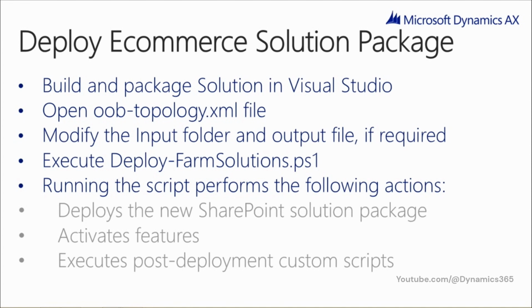Open OOB topology XML file in Notepad and make sure the settings for web application and the solution file locations are correct. To deploy the solution package to a form, use PowerShell script deploy form solutions.ps1. Running the script performs the following actions on the server: deploys the new SharePoint solution package, activates the features, and executes post-deployment custom scripts. When the system finishes the operation, you can verify the deployment.